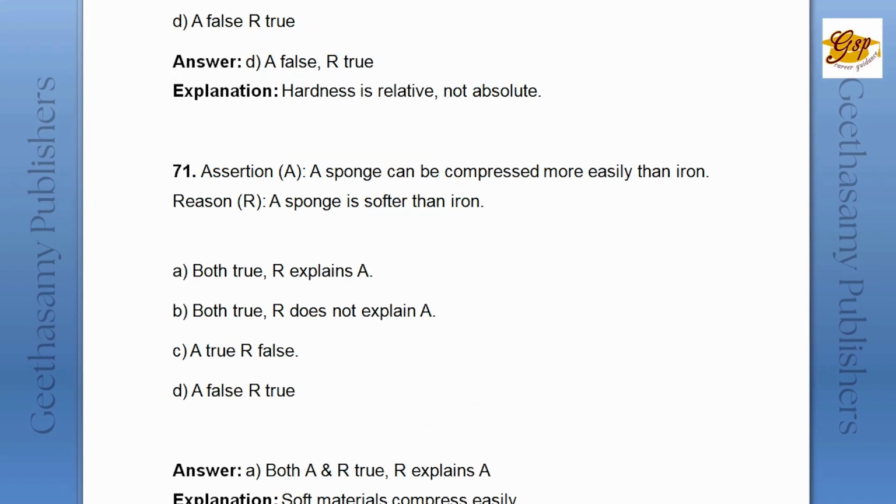Next, 71st question. Assertion: A sponge can be compressed more easily than iron. Reason: Sponge is softer than iron. So both are true and R explains A; both are true and R does not explain A; A is true, R is false; A is false, R is true.